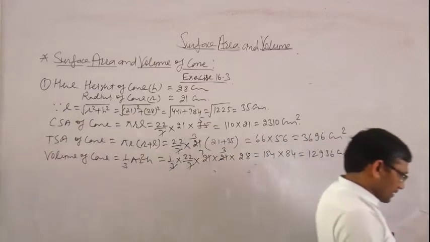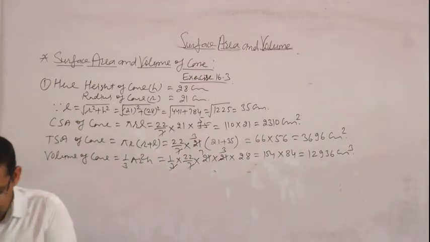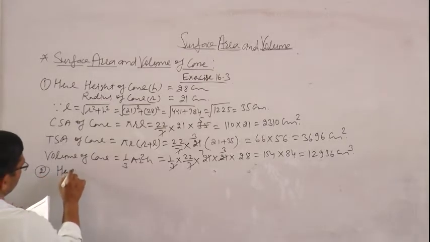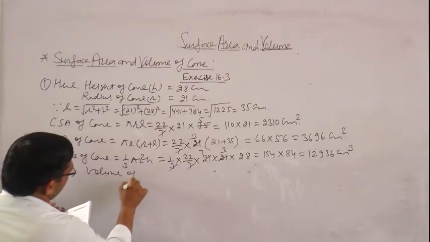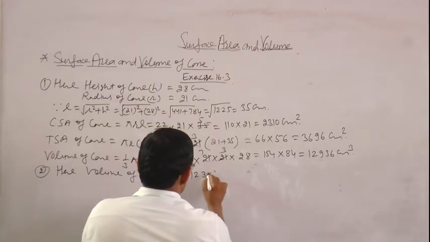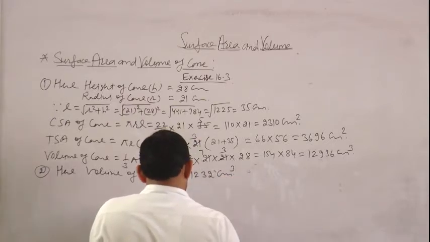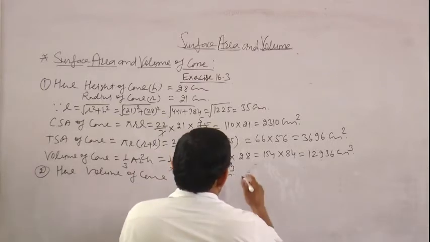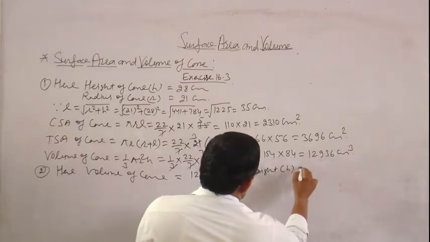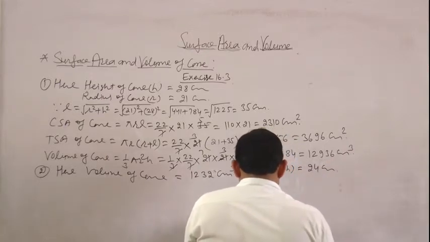Now question number 2. Find the slant height of the cone whose volume is 1232 centimeter cube. In this question, what is given? Volume of cone is 1232 centimeter cube, and height is 24 centimeter.